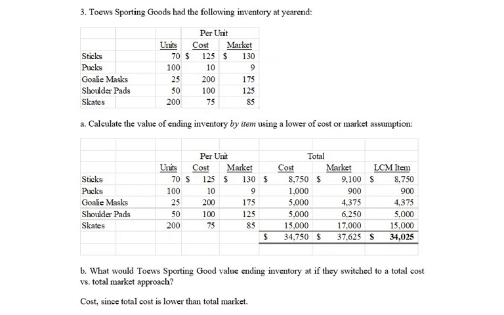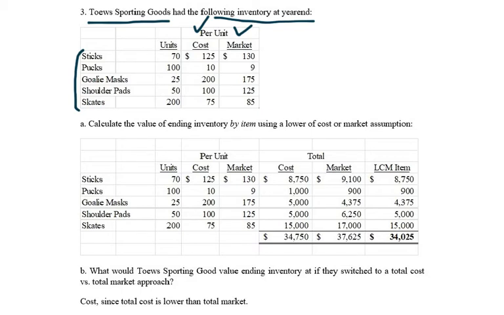All right, part 3, this is going to deal with a lower of cost or market valuation. So we're going to deal with Tave's Sporting Goods at the following inventory at year end. So they had sticks, pucks, goalie masks, shoulder pads, and skates at those various units and unit costs. And again, we're going to compare cost of each of those units versus market. By market, we mean replacement cost, which means what would it cost us to get the same thing back in the same condition. So that's what you're looking at here.